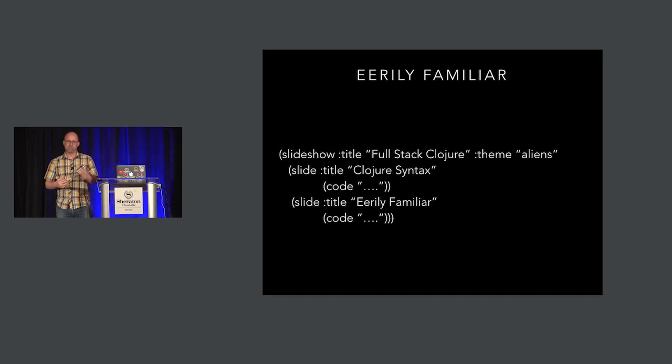So Clojure code, in practice, ends up being eerily familiar to other things we use as web developers. This is straight from a slideshow, some code I have to generate slideshows. And if you look at this, does it remind you of any other language that you've ever worked with? At all. What if I replaced the parentheses with angle brackets, less than and greater than? Would it start to look like anything else?